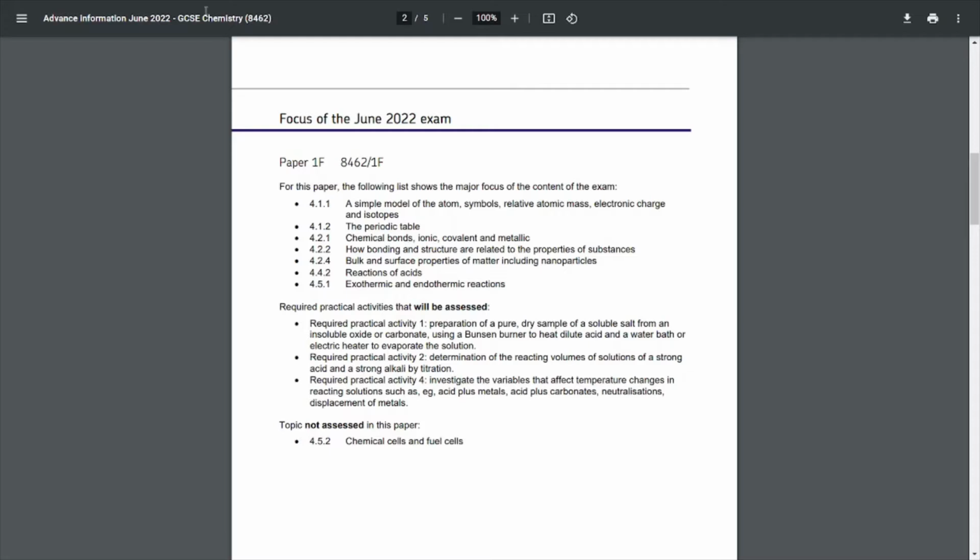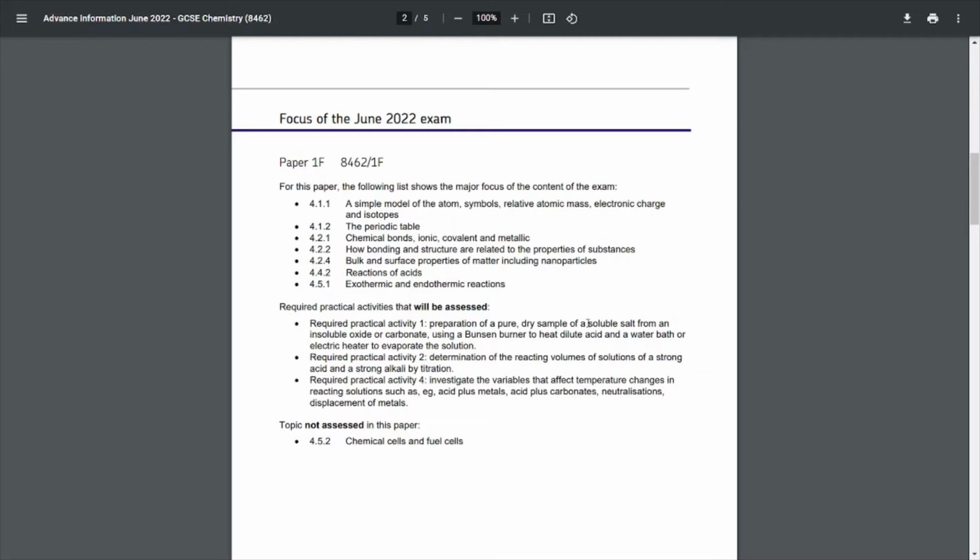If you're taking chemistry as a separate science, or triple science as I refer to it, and you're on the foundation tier, then your major focus is the reactions of acids bit, minus of course the strong and weak acids because they're higher tier only. If you're doing foundation tier, you won't need to worry about them, so there's actually not too much to focus your revision on, but everything else might be tested a bit as well. In fact, it will be tested a tiny bit.